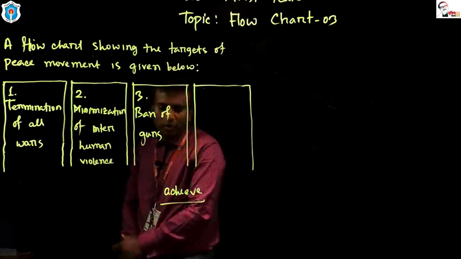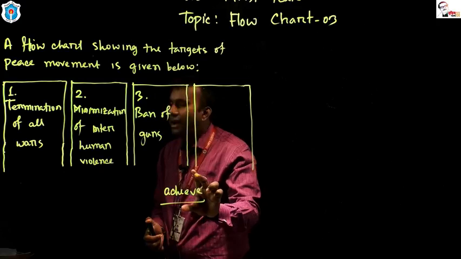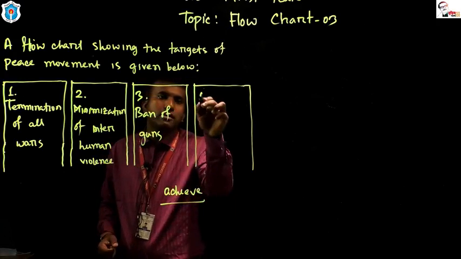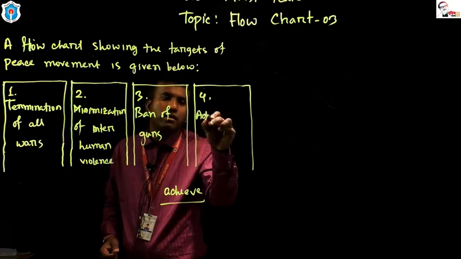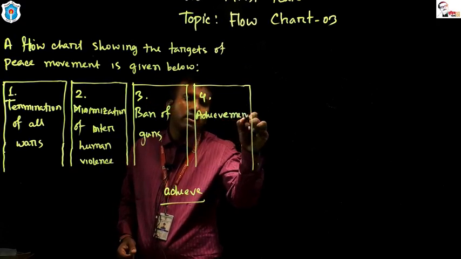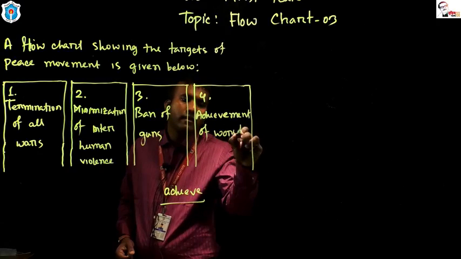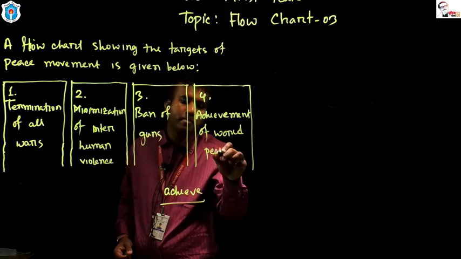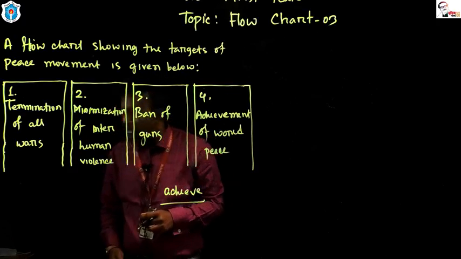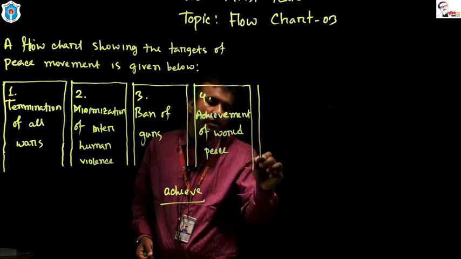Okay, got it. So, I shouldn't use achieve, I shouldn't use to achieve, I shouldn't use achieving. I should use, number 4, achievement of world peace. This is our fourth answer. Now I'd like to start with the fifth one.